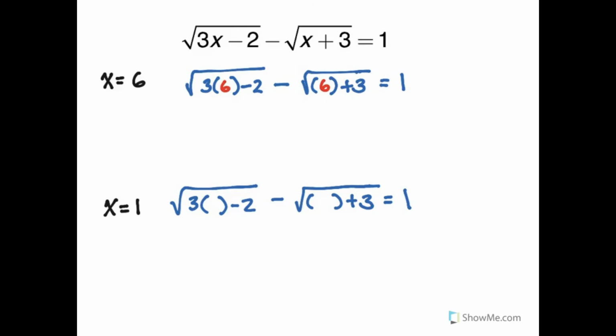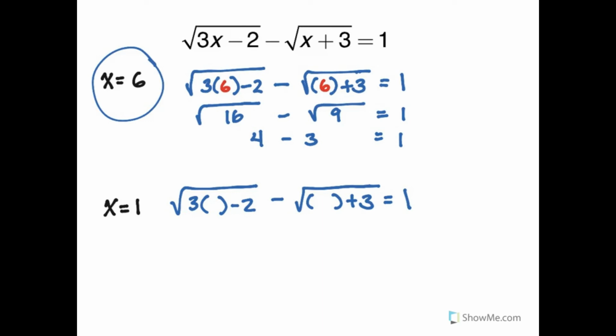The square root of 3 times 6, which is 18, minus 2 gives me the square root of 16. And I'm subtracting the square root of 6 plus 3, which is 9. And it should equal 1. 4 minus 3 does equal 1. And so x equals 6 is a good solution.